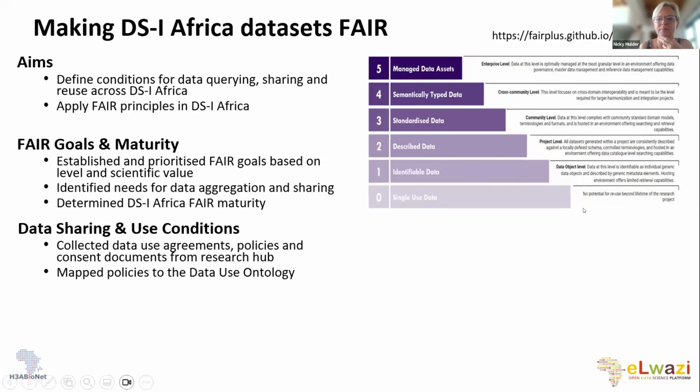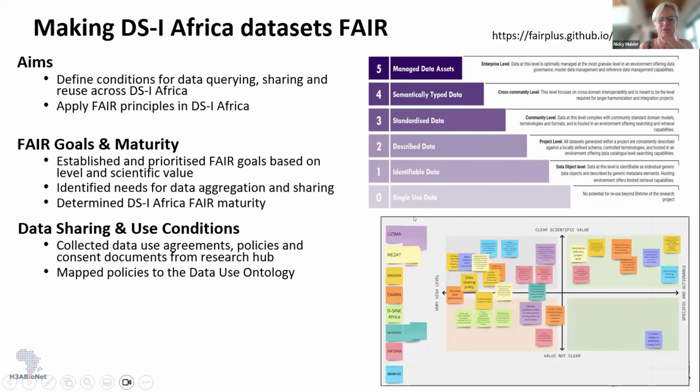So we used the FAIR Plus data maturity levels. We got all the projects to map out on a sticky note kind of board what the level of maturity is, what the level of fairness is, and what level of querying and access is required to have good scientific value out of the data. So each of the projects established and prioritized their FAIR goals based on these different levels. We identified needs for data aggregation and sharing. And then we've been able to track over the different data jamborees their increase in level of FAIR maturity.